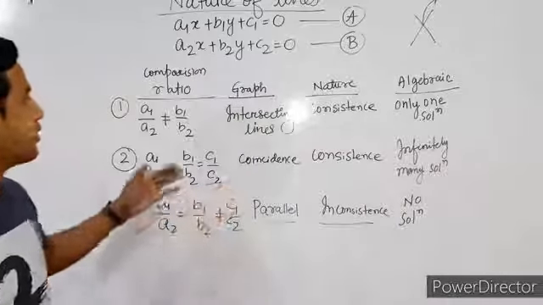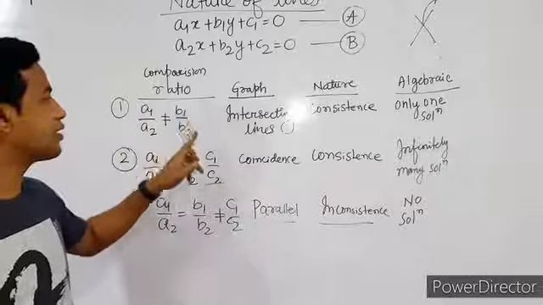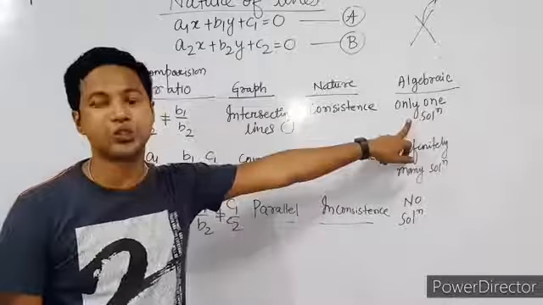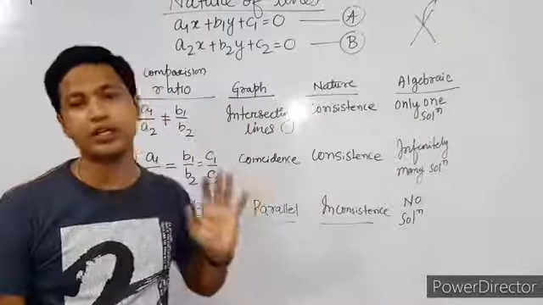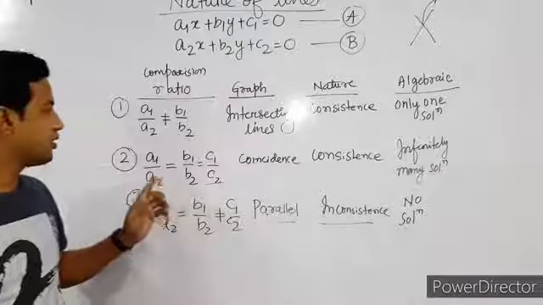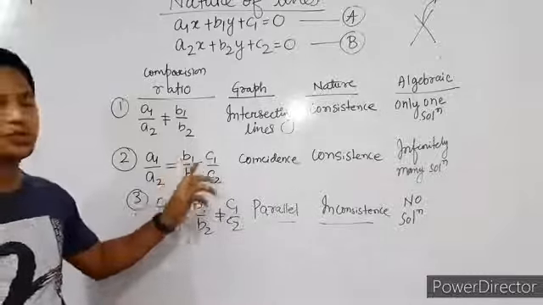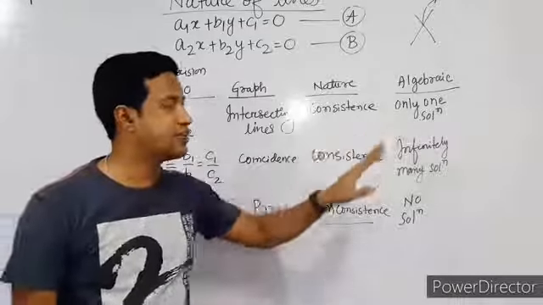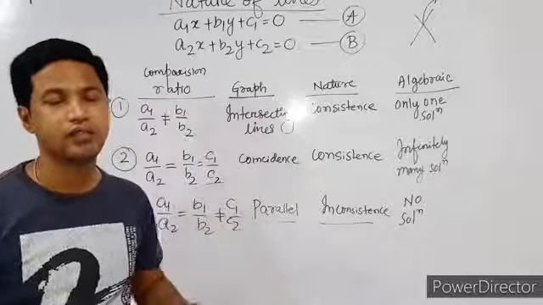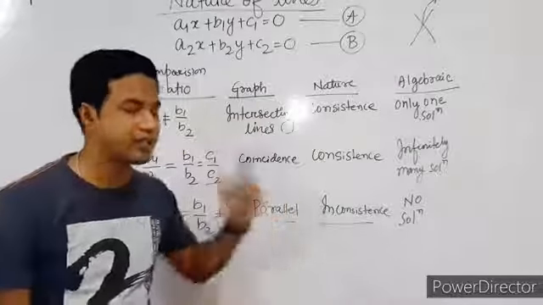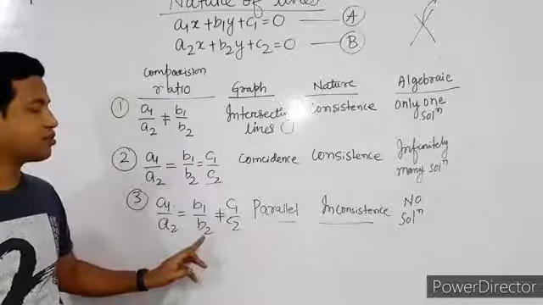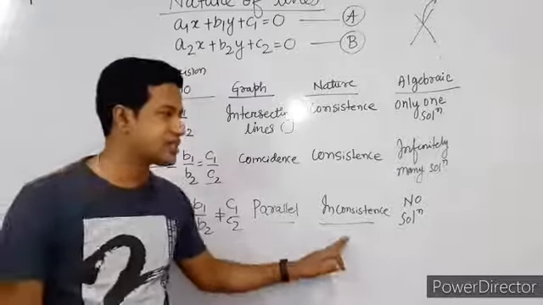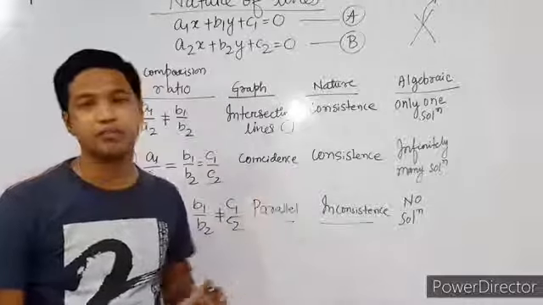So let's have a quick recap. If the case is a1 by a2 not equal to b1 by b2, the lines will be intersecting, the system will be consistent, and it has a unique solution, means only one value of x and one value of y. Second case, a1 by a2 is equal to b1 by b2 is equal to c1 by c2. Here the graph will be coincident, the system will be consistent, and we will get many values for x and many values for y. And the third case, a1 by a2 is equal to b1 by b2 and not equal to c1 by c2, then the graphs will be parallel to each other, the system will be inconsistent, and we have no solution for this pair of linear equations.